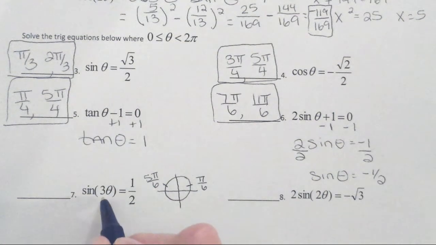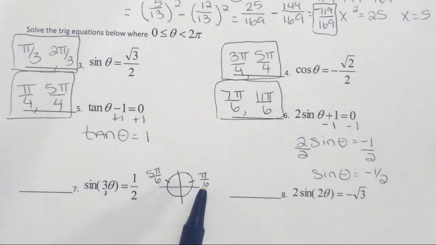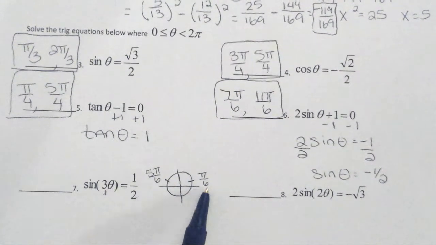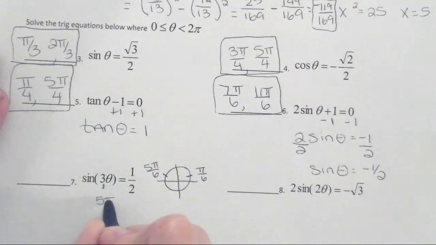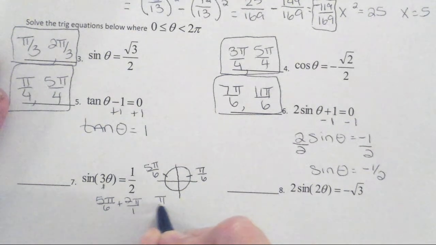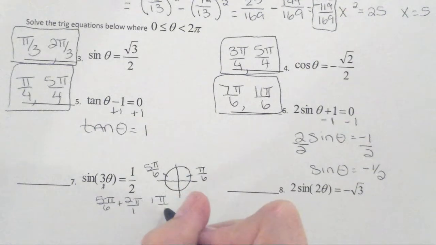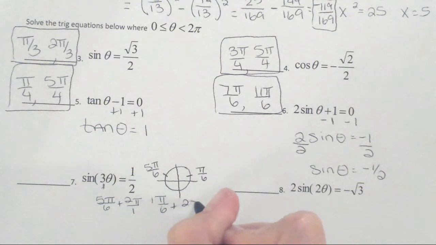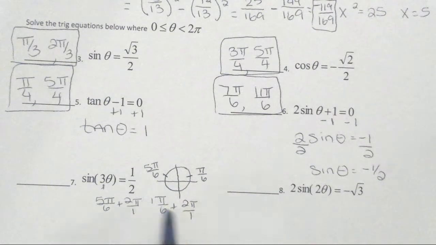And I said I'm going to go around the circle how many times? 3. So to both of these answers, I have to add 2 pi. So I'm going to write 5 pi over 6 plus 2 pi over 1. And then I'm going to have 13 pi over 6, this one right here, plus 2 pi over 1. So I'm adding 2 pi over 1 to both of these answers.